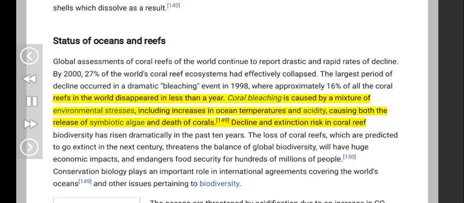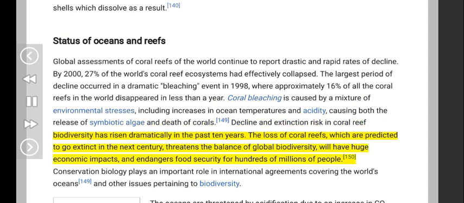Coral bleaching is caused by a mixture of environmental stresses, including increases in ocean temperatures and acidity, causing both the release of symbiotic algae and death of corals. Decline and extinction risk in coral reef biodiversity has risen dramatically in the past 10 years. The loss of coral reefs, which are predicted to go extinct in the next century, threatens the balance of global biodiversity, will have huge economic impacts, and endangers food security for hundreds of millions of people.